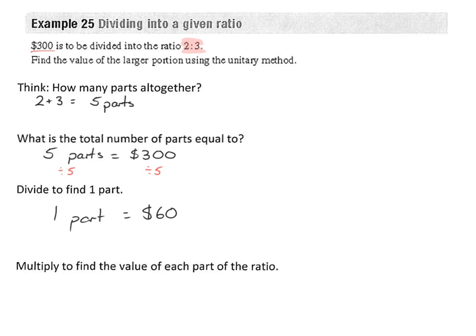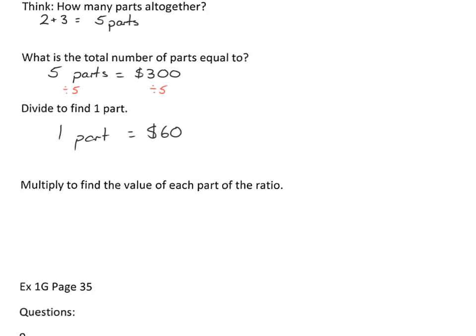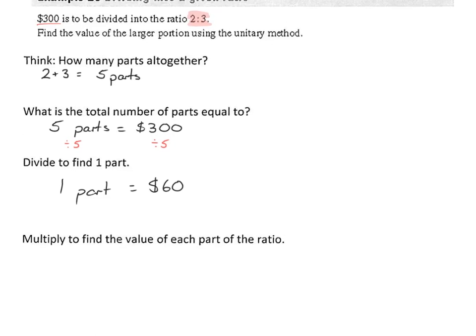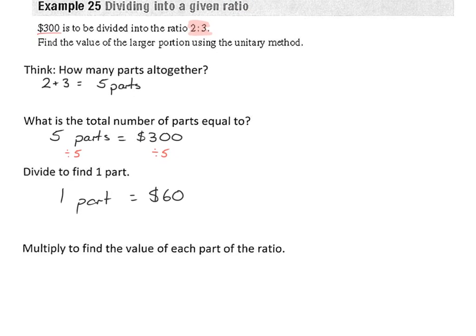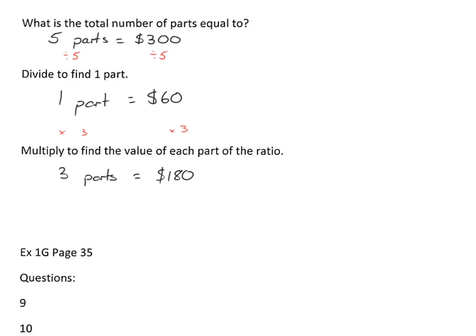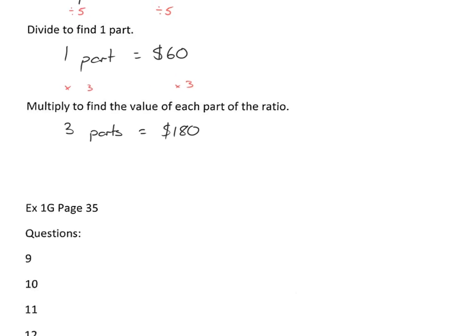So we've used our unitary method to find one part, and then we multiply to find the value of the ratio that we need to find. In the question, we were asked to find the value of the larger portion. So we're looking for the portion that has 3 parts. So we're going to times by 3 to find what 3 parts is equal to, which is $180.